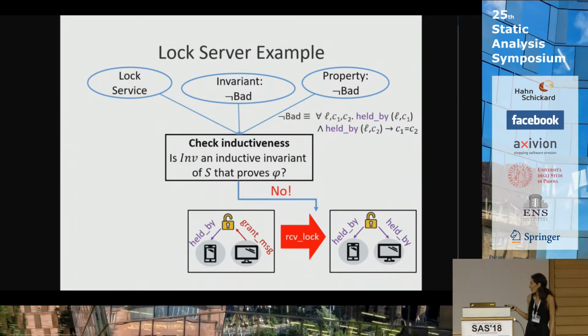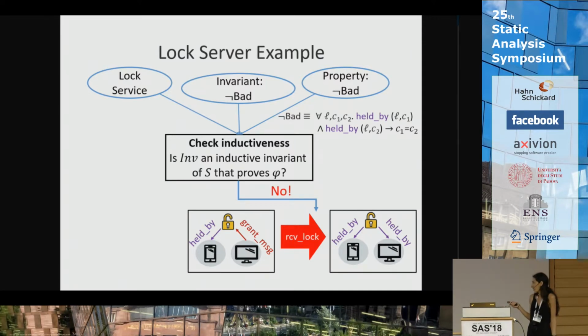And the counterexample to induction, again, is a pair of states where one satisfies the candidate invariant, the second does not, and they are connected by a transition of the system, an action. Here, what we got is that if we start from a state where this client holds the lock, but also there is a grant message for this client, then in one step of performing the receive lock action, this client will also hold the lock. Okay, so this is what we get here. You see, this is already a violation of our candidate inductive invariant, so this is a counterexample to induction.